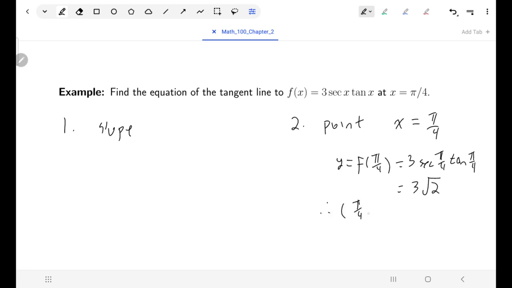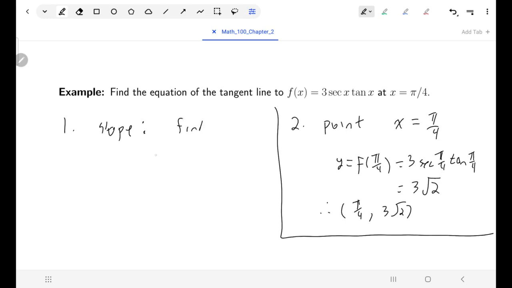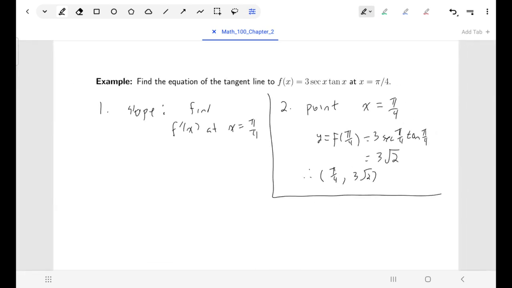And now the slope. This is where I remind myself that if I'm looking at the slope of a tangent line, that is the value that you get for the derivative at that x value. So if I'm looking for the slope, that means I need to find what is f prime of x at x being pi over 4. So I need to find my derivative, then put in pi over 4. That will tell me what my slope is. Then once I know what my slope is, I can use my slope and my point to come up with my equation. So I guess let's get started with finding our derivative.